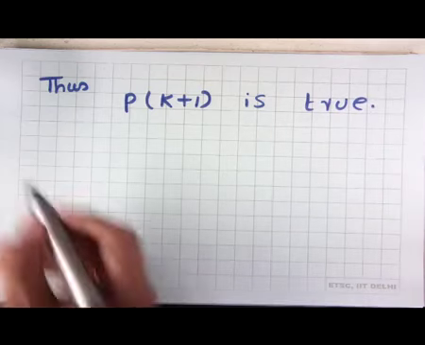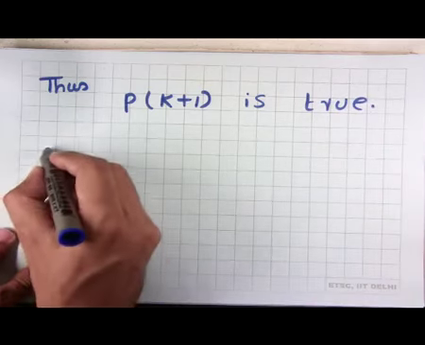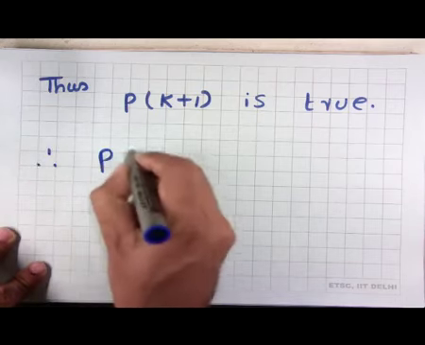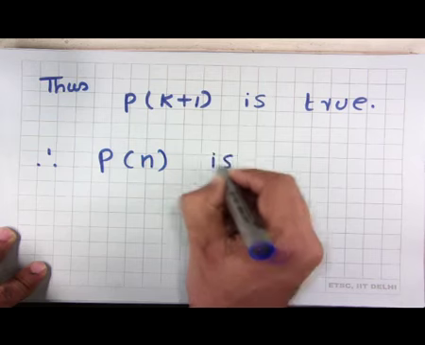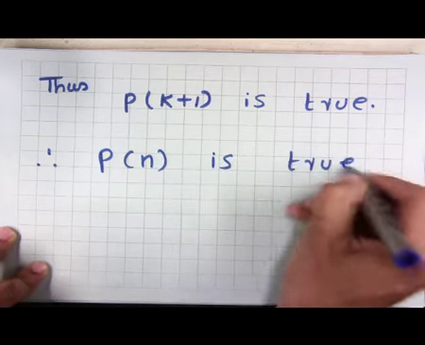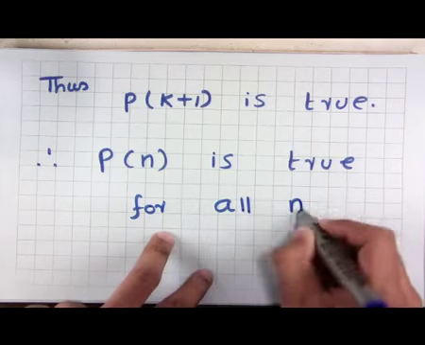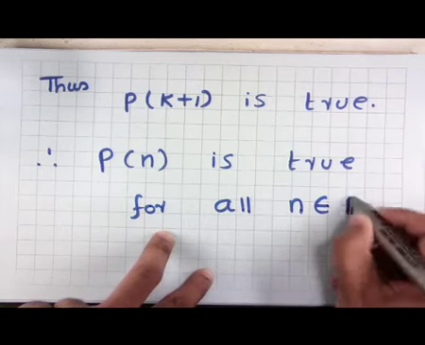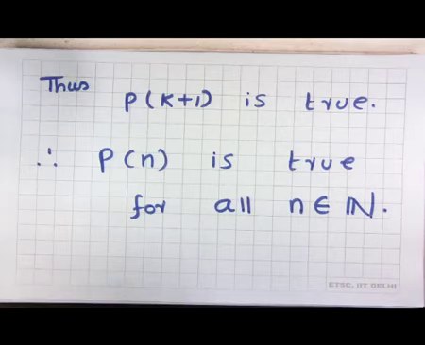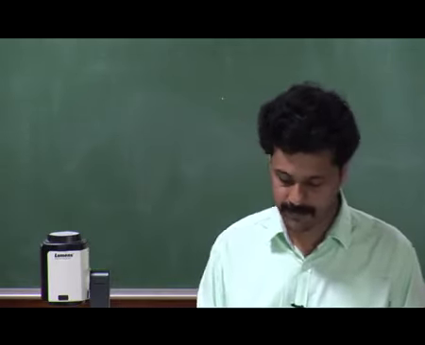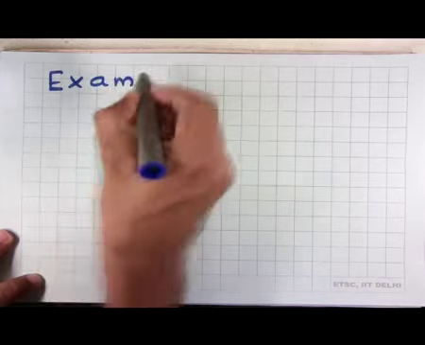Summing up, by mathematical induction, we are assured that P of n is true for all n from the set of natural numbers. This completes the solution for our example. Let me continue with one more example on divisibility.